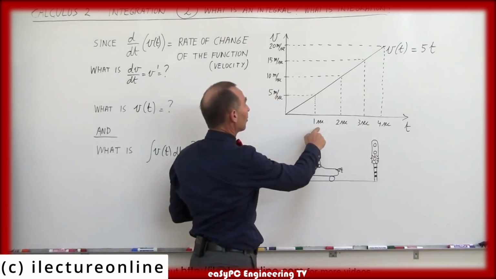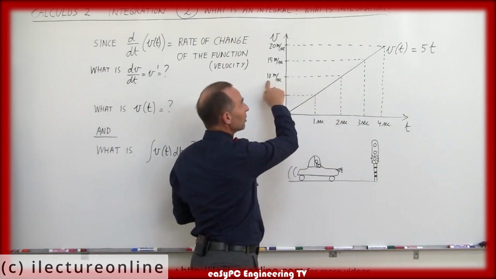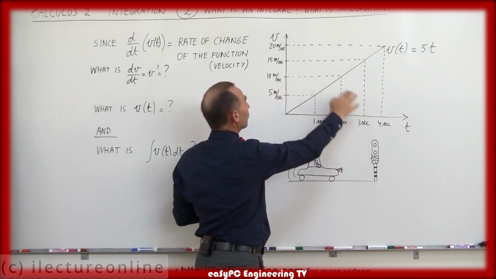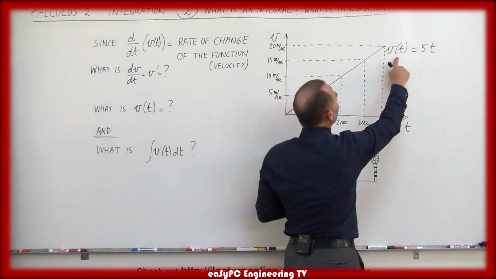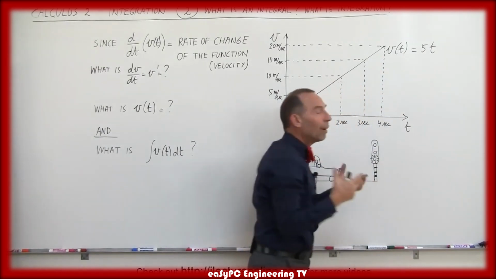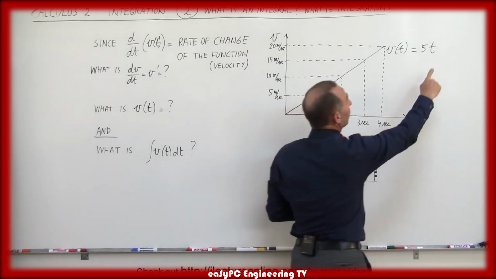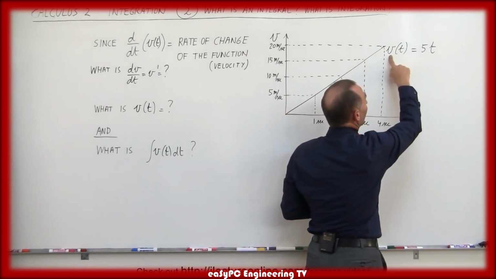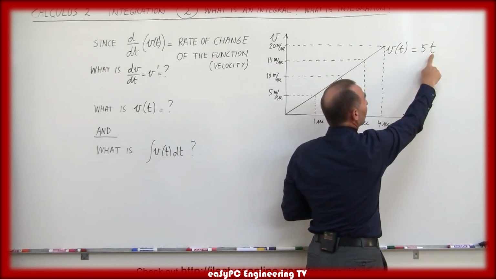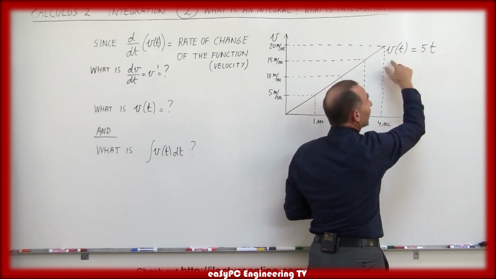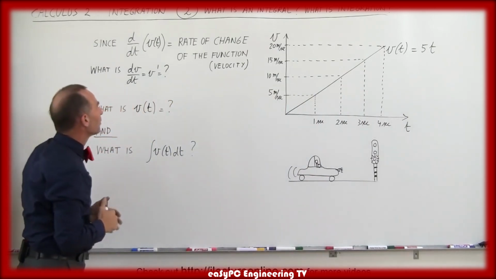You can see that after 1 second, the car is moving at 5 meters per second. After 2 seconds, it's moving at 10 meters per second. After 3 seconds, it's moving at 15 meters per second, and so forth. So the equation v of t is equal to 5 times t represents the velocity of the car as a function of time. All we have to do is plug in a value for t, and we get the velocity. If t is equal to 0, we get 0. If t is equal to 1, we get 5. If t is equal to 2, we get 10, and so forth. So the equation tells us how fast the car is moving.